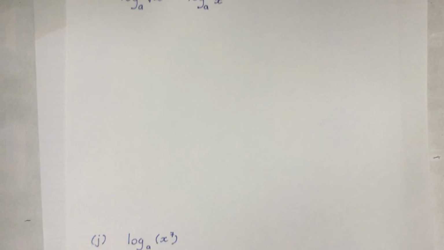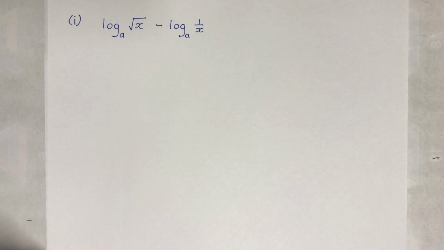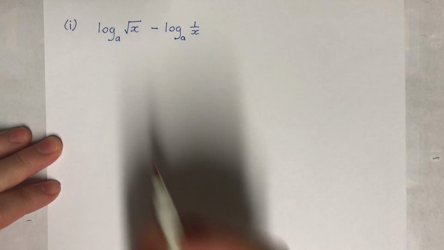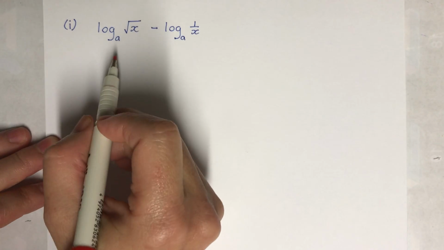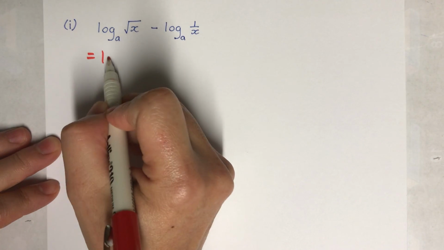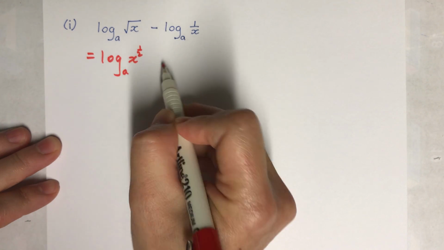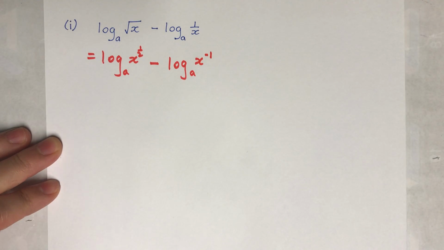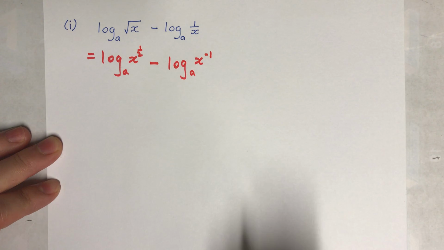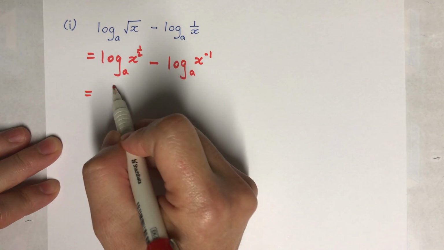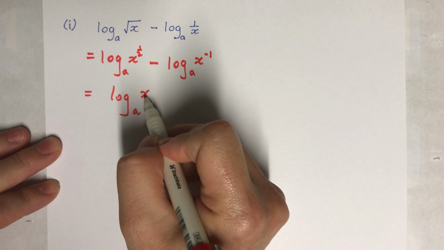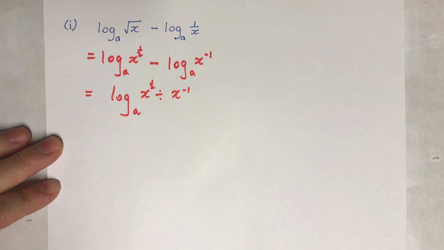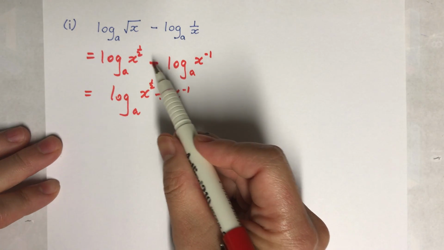Okay, last two questions. I've got it here. When you see something like this, the first thing you need to do is change this one into index form if you want. So I'm going to go log a of x to the power half minus log a of x to the power of minus 1. Remember, 1 over x is x to the power of minus 1. And that I can rewrite as x to the half divided by, like that. Okay, because what is it? Take away is divided by.